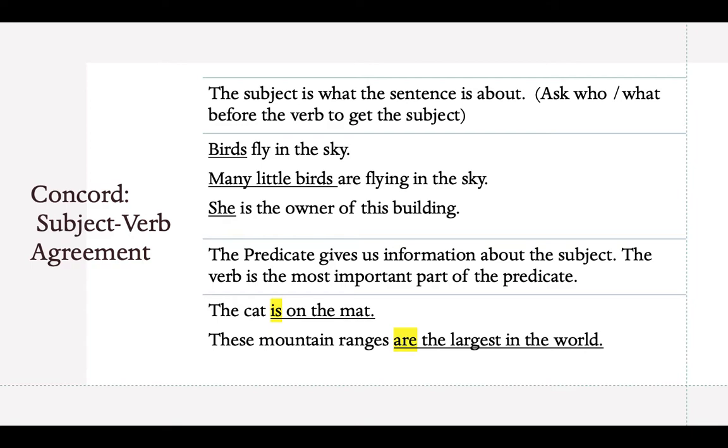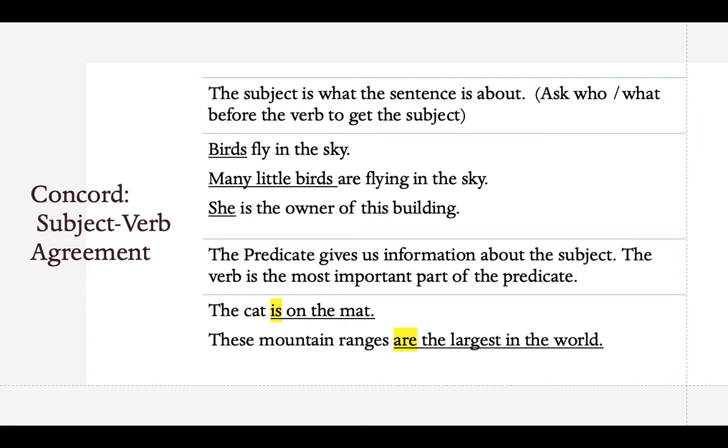So, when I say birds fly in the sky, this sentence gives you information about the birds which are flying in the sky. So, the birds would be the subject in this sentence. And the easiest way to find out the subject in a sentence is you need to ask who or what before the verb to get the subject. അപ്പം ഇപ്പോൾ തന്നിട്ടുള്ള സെൻറ്റൻസിൽ what flies in the sky or what is flying in the sky? Birds. So that is the answer. That is the subject. So that is the way in which you find out the subject of a sentence.